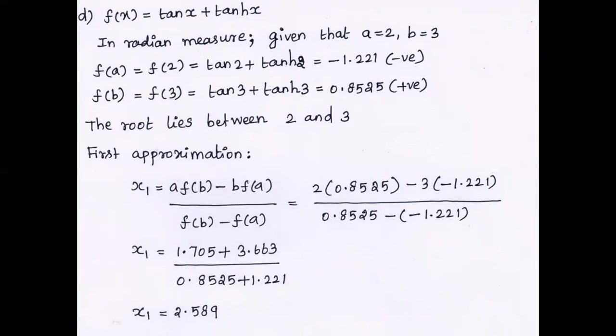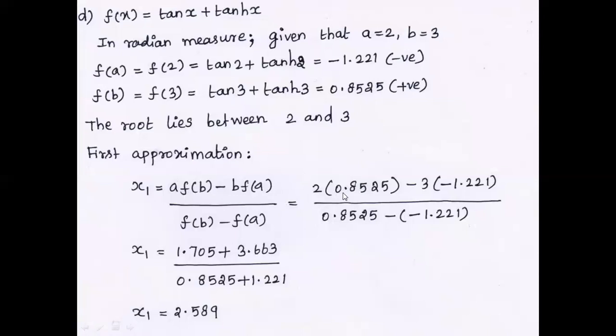Here we got tan 2 plus tan hyperbolic 2 is a negative value, tan 3 plus tan hyperbolic 3 is a positive value. So the fundamental statement is also satisfied: one value is negative and another is positive, therefore the root lies between 2 and 3. Now considering a is equal to 2 and b is equal to 3, f of a value is minus 1.221 and f of b value is 0.8525.